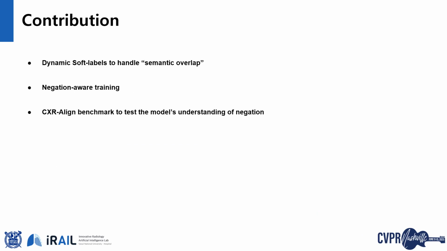To address these issues, our main contributions are dynamic sub-labels to handle semantic overlap, negation-aware training for better understanding of negative findings, and the CXR-Line benchmark to directly test model understanding of negation and omission. These advances help overcome key limitations of standard CLIP and move vision language models closer to clinical use.